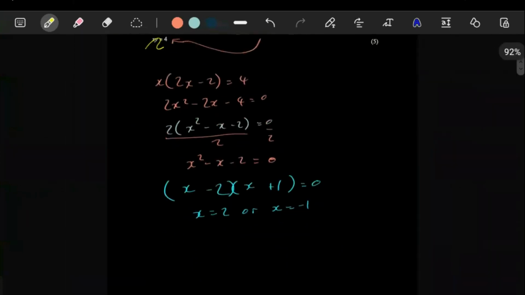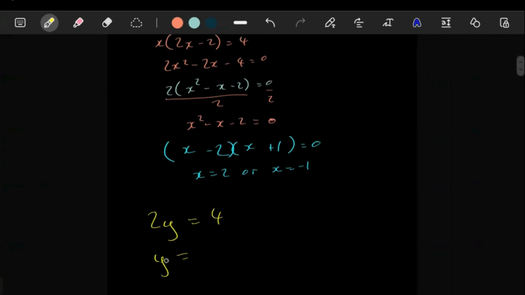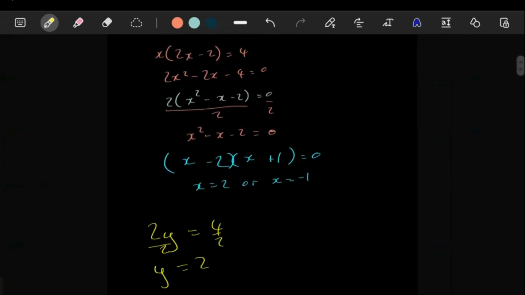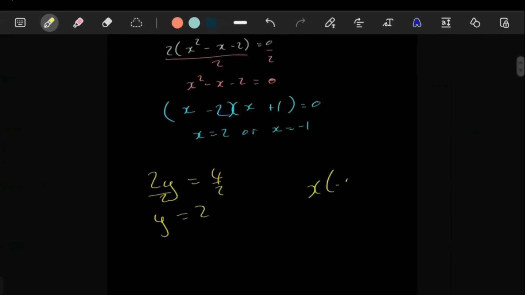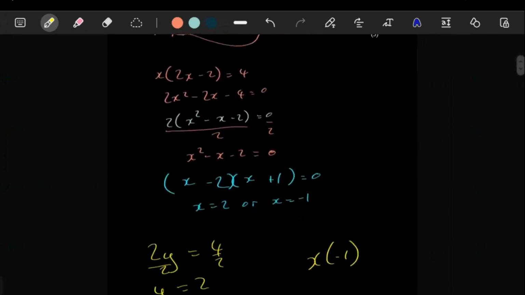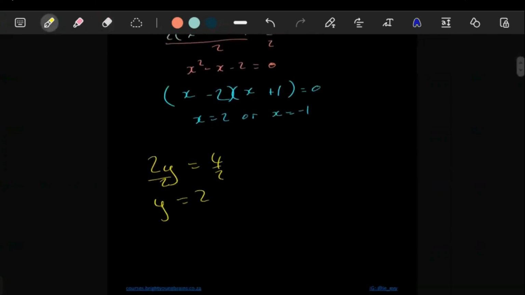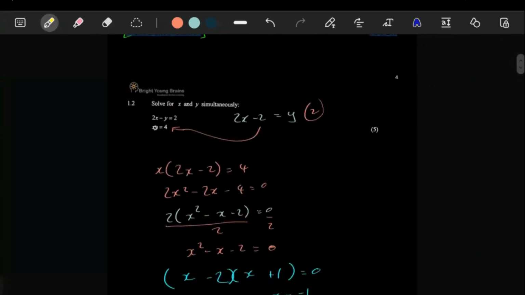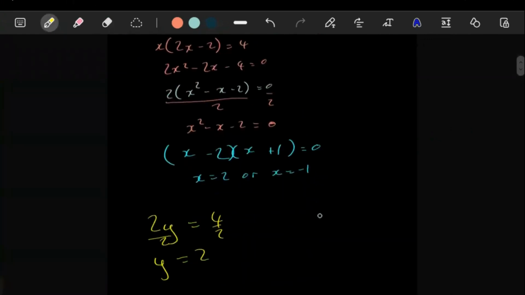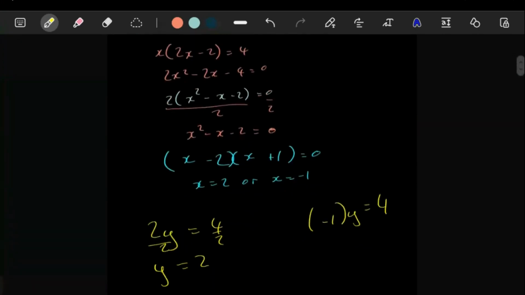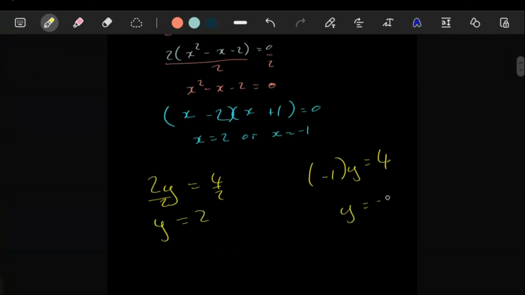Here, x is a 2. It means y is also going to be a 2 if you divide both sides by 2. And then here, x is a negative 1. The y here is what? You're getting y, right? So x is negative 1, and then you divide by negative 1 on both sides. Your y value is going to be negative 4. So don't make the mistake of not testing out your answers.